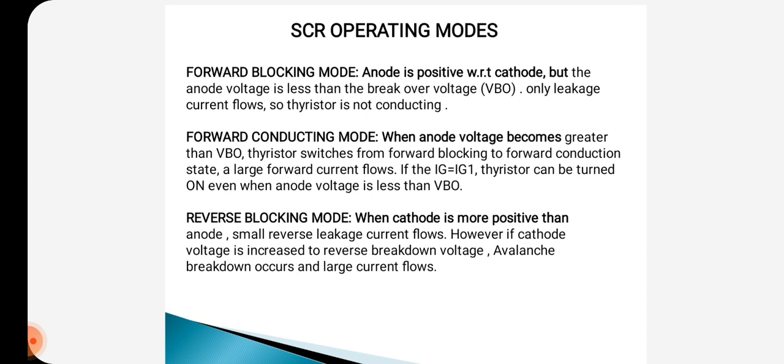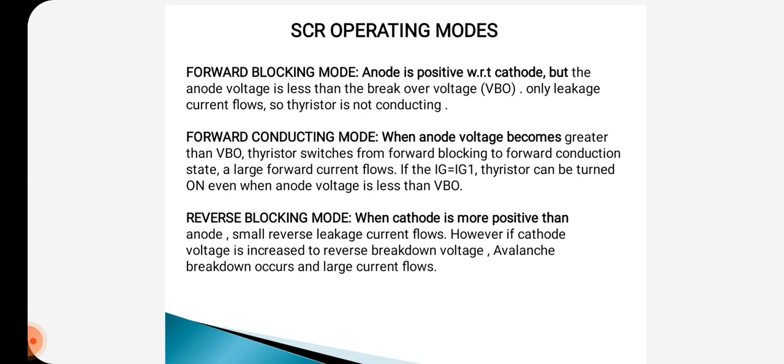When the anode voltage becomes greater than VBO, the thyristor switches from the forward blocking to the forward conduction state. A large forward current flows if Ig equals Ig1. The thyristor can be turned on even when the anode voltage is less than VBO.